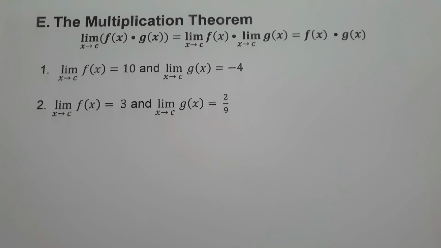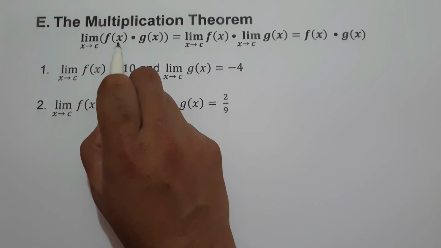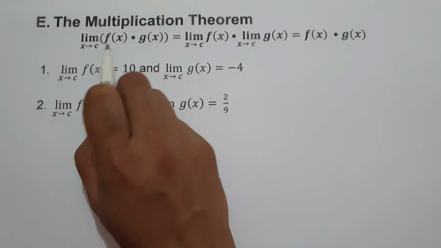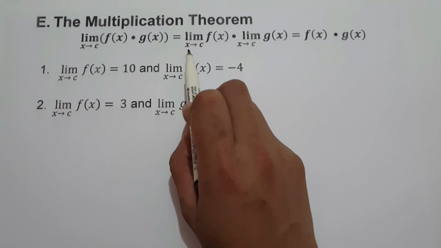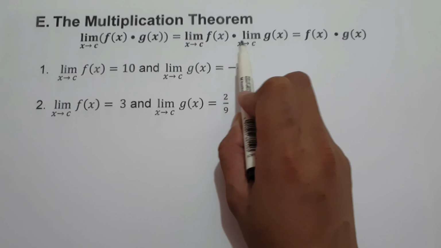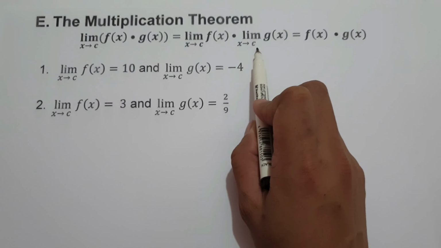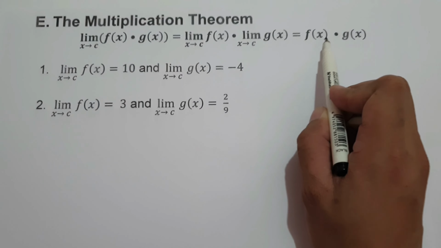The next one is the multiplication theorem. This is similar to the addition theorem, with multiplication replacing addition as the operation involved. So the multiplication theorem is the limit of the product of the functions is equal to the product of their limits. It is written in the form of the limit of f of x multiplied by g of x as x approaches c is equal to the limit of f of x as x approaches c multiplied by the limit of g of x as x approaches c.